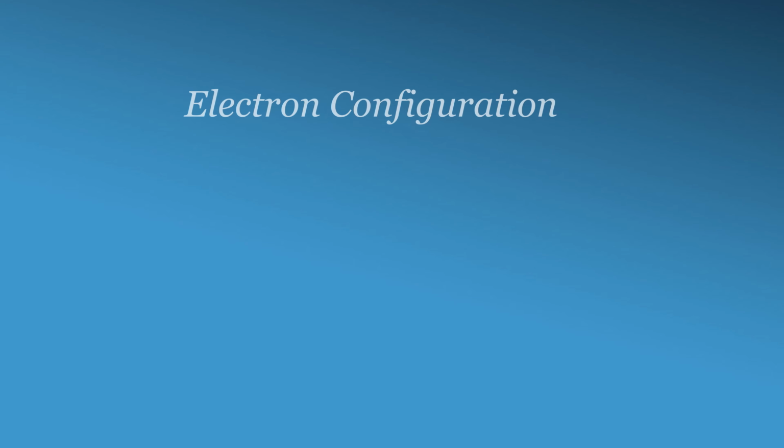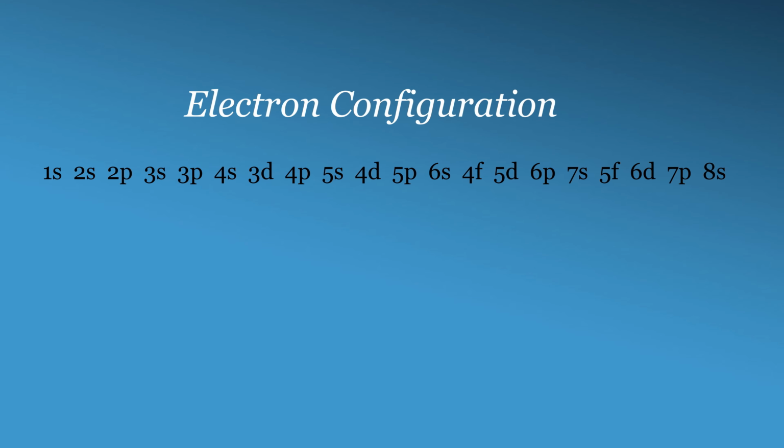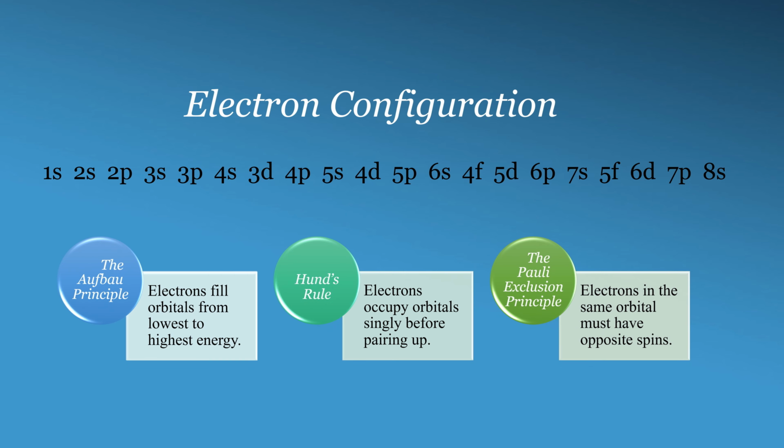To summarize, electron configuration describes how electrons are arranged in atoms, using three key principles. By understanding these principles, we can predict and represent the electron configuration of any atom.